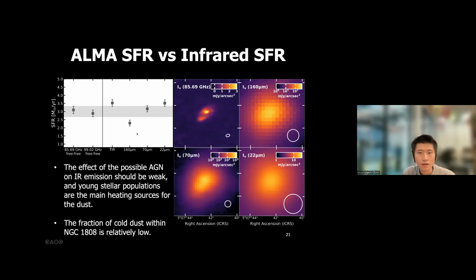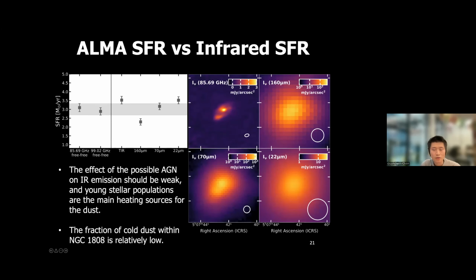In addition, the trend of the star formation rate from the 22 micron to the 160 micron implies that the fraction of cold dust within this galaxy is low compared to nearby star-forming galaxies, especially for this point. We also show the continuum image on the right side, but with the large beam size of the infrared emission, we can only say that the extended structure at 70 micron is similar to what is seen in the ALMA image.